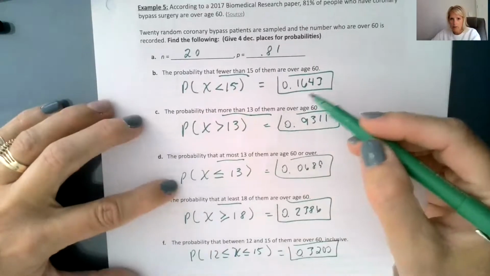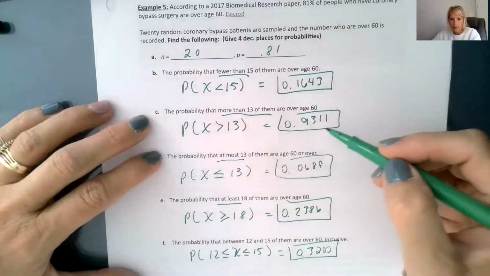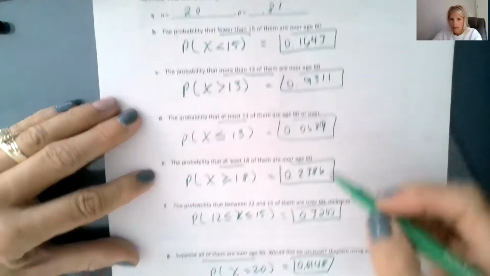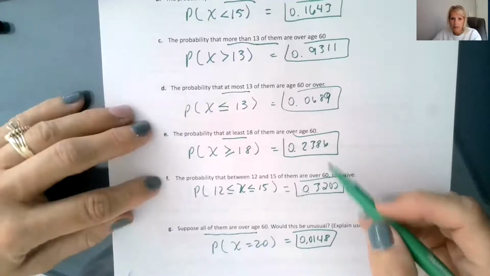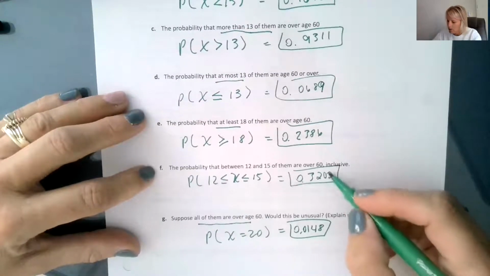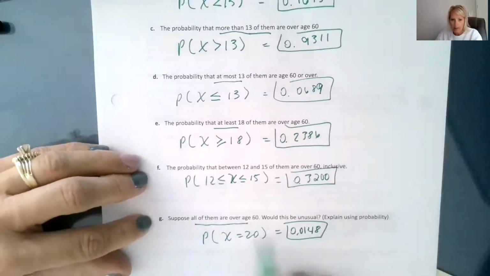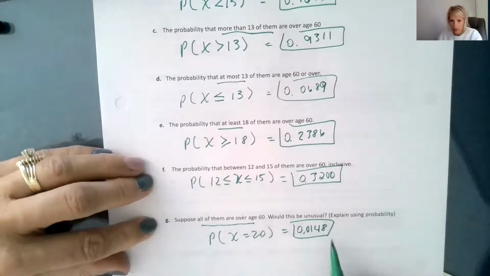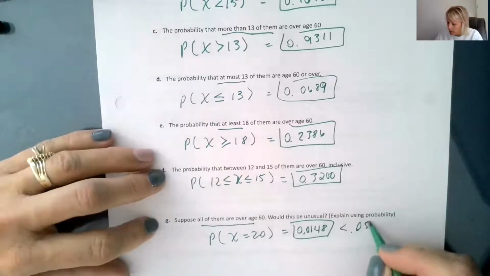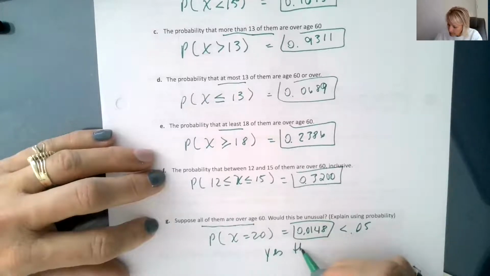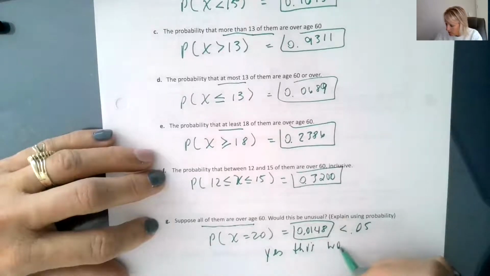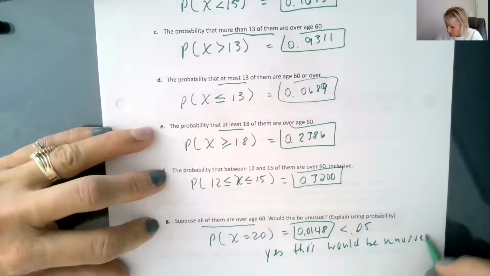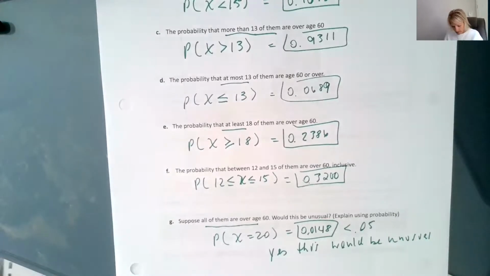Let's take you back to our paper so you can check all the answers that I wrote down. So B is 0.1643, C is 0.9311, D is 0.0689, E is 0.2386, F is 0.3200, and G, the likelihood that they're all over 60, all 20 patients, is 0.0148, and it's less than 0.05. So yes, this would be unusual.